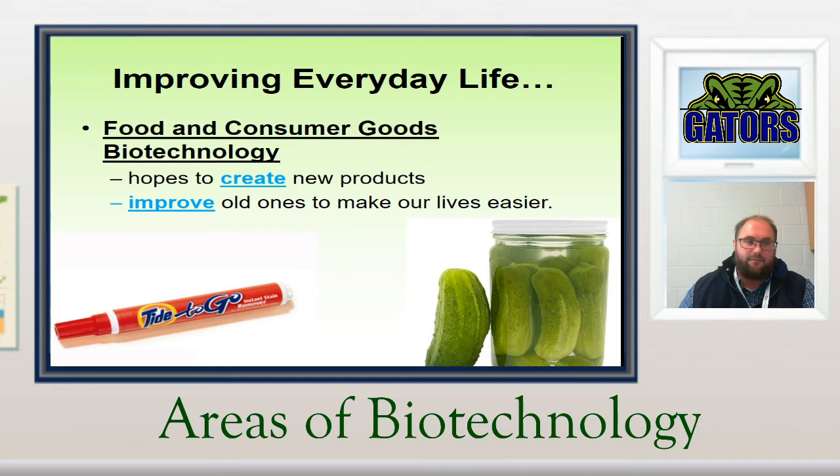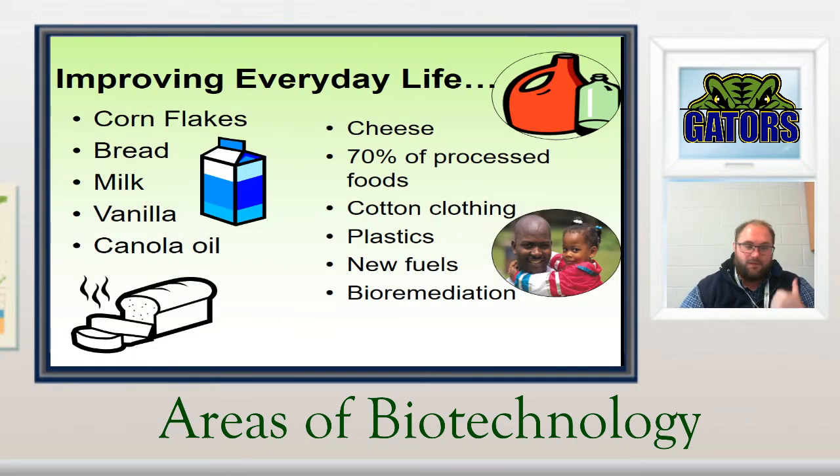So what are some examples of food and consumer goods biotechnology? Well, cornflakes, bread, milk, vanilla extract, canola oil, cheese, all of our snack foods, cotton clothing, plastics, biomass fuels, and bioremediation. Okay, these are things that a lot of us use on a daily basis, and we don't realize that they are a part and a product of food and consumer biotechnology.